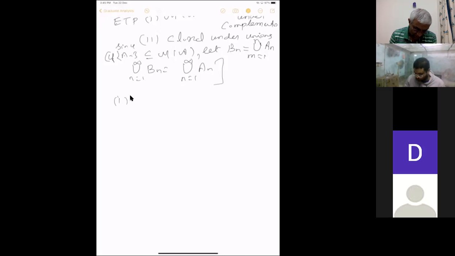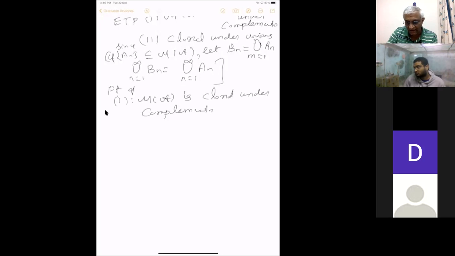Okay. The first claim, that is M of A is closed under complements. Okay. This is our proof. Proof of one. M of A is closed under complements. So to prove that, I mean, this is in measure theory, this idea will repeat again and again. The idea is, if you want to prove something, then you take the collection which satisfies that and prove that that's a sigma algebra. So then the whole sigma algebra will satisfy that.